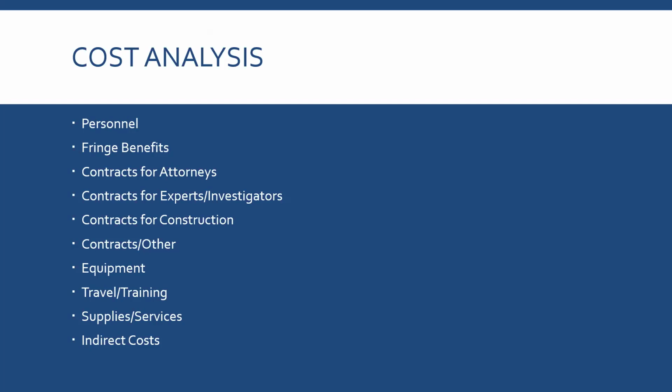So the cost analysis does have to be completed for every system. And we have several categories that you have to work through. Some of them you might not have any cost for. You might not have any personnel or fringe benefits. Everybody has contracts for attorneys, and everybody should have experts and investigators. Hardly any construction comes up anymore. You probably have contracts for other. Almost nobody has equipment. Everybody has travel and training, everybody has supplies and services, and only a handful of places have indirect costs.